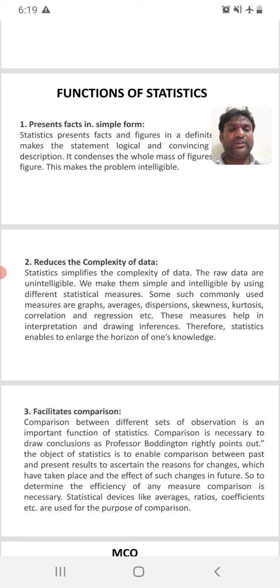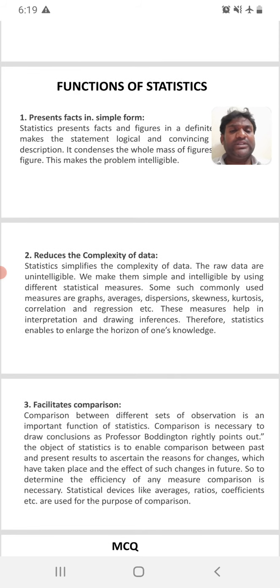Instead of showing different results like this, statistics helps us to reduce the data. For example, this college result is 96%. That means out of 1,000 students, 96% students have passed and 4% students have failed. Instead of showing the whole 1,000 students' data, we are showing it in one number. That is called reducing the complexity of data. This is the second function of statistics.